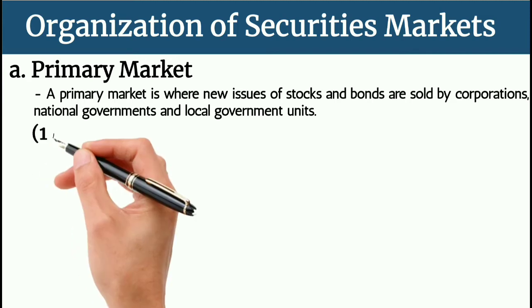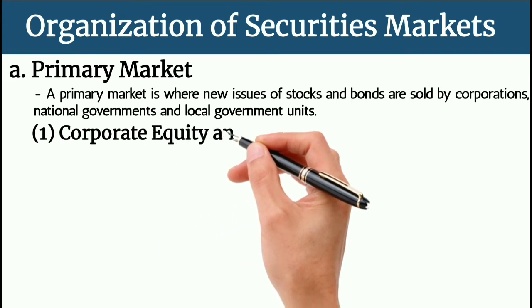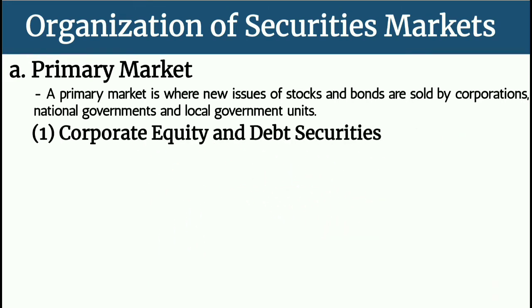In primary market, corporate equity and debt securities are issued. I-review lang natin yung equity securities at debt securities. Ang equity securities, ito ay financial asset ng investor at equity ng issuer. Ang debt securities naman, ito ay financial asset ng investor at financial liability ng issuer.